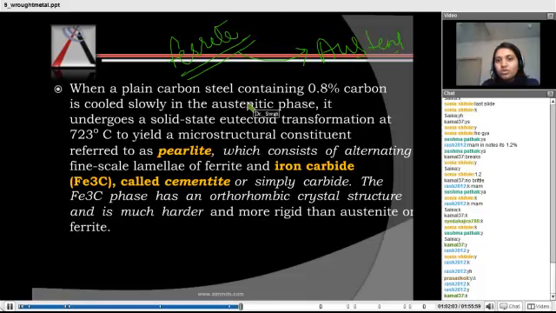When it is cooled slowly, do you remember we had been talking about that eutectic conversions, how it takes place during cooling at a particular composition, right? There is the solid state eutectic transformation that happens at this particular temperature, and you get a structure that is called as pearlite, which consists of an alternating lamellae of ferrite and cementite. Okay, let me explain this.